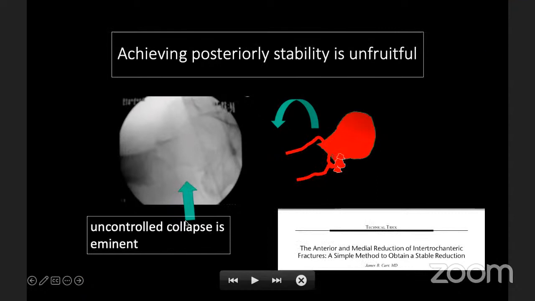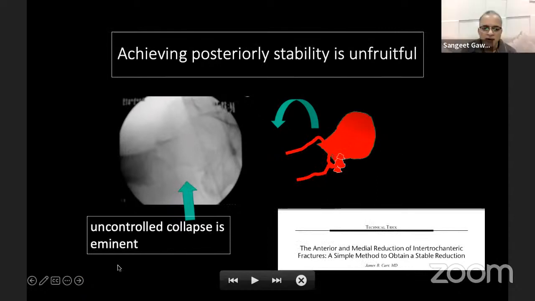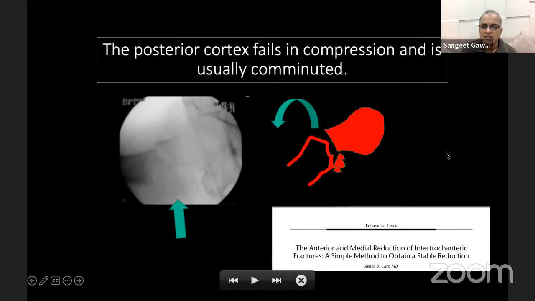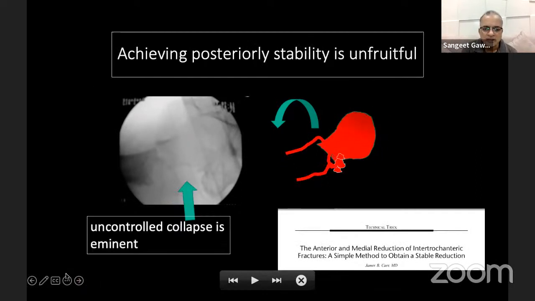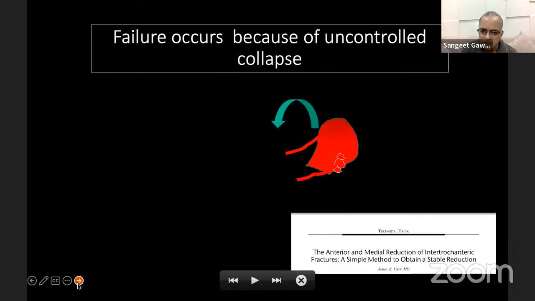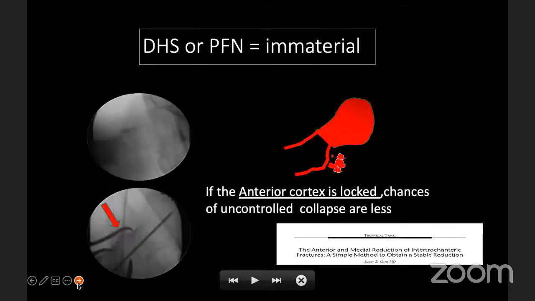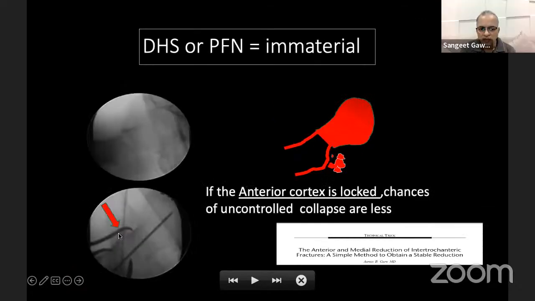And if that reduction is not maintained, like here, if you leave a gap anteriorly, what is going to happen? It is going to collapse and you'll have an uncontrolled collapse, which is very imminent. And that will lead to a failure of most of these intertrochanteric fractures. So achieve a good anterior reduction like this.